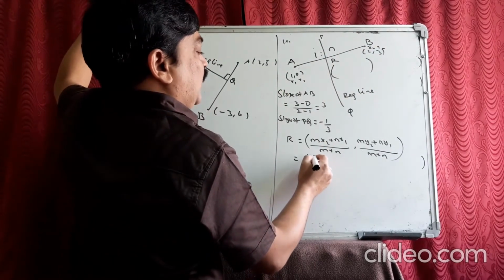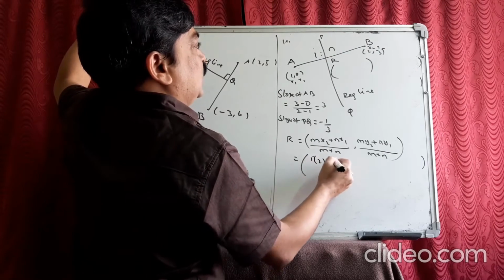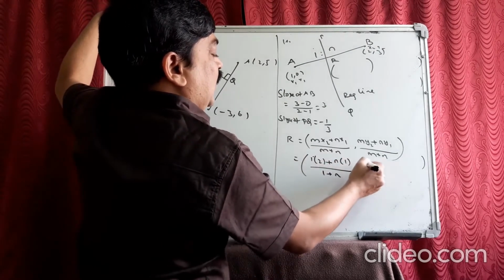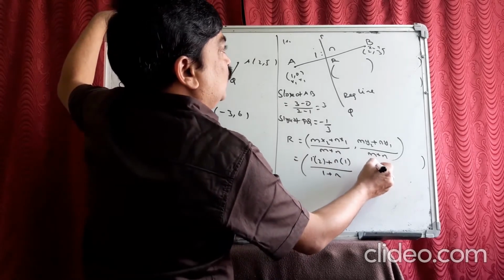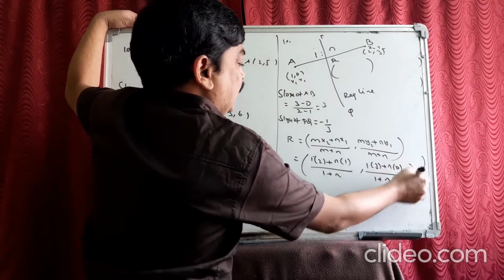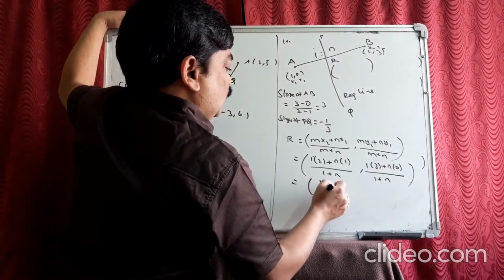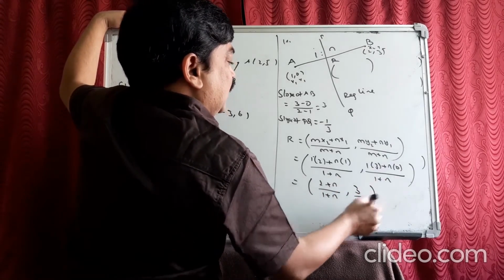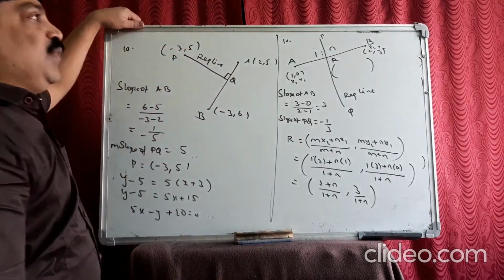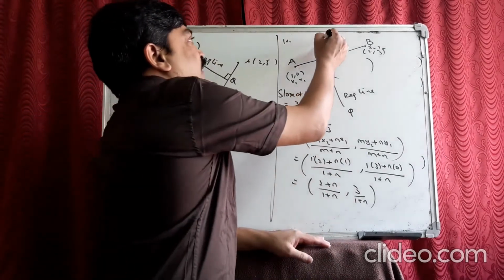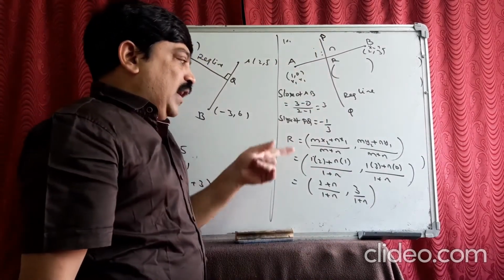So (m·2 + n·1)/(m+n), (m·1 + n·1)/(m+n)... and (m·3 + n·0)/(1+n). So it becomes (2+n)/(1+n), 3/(1+n). So this is the point. That means to find the equation of the line PQ, we have the slope and also a point.